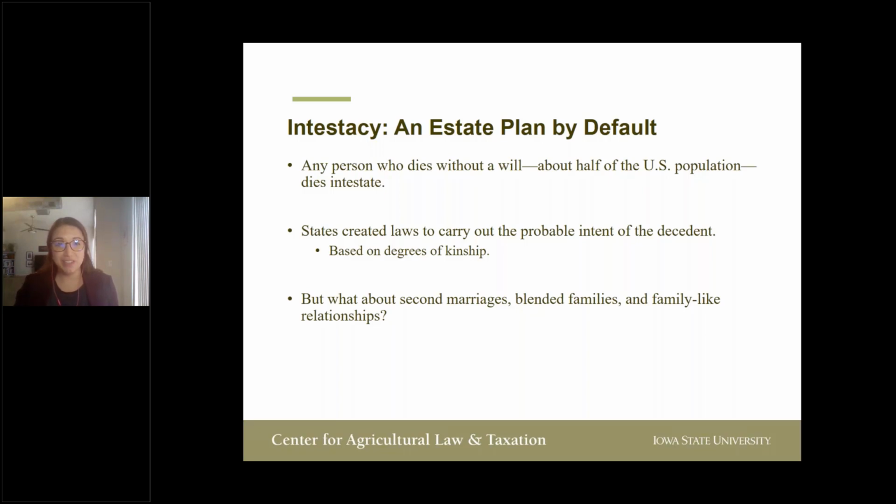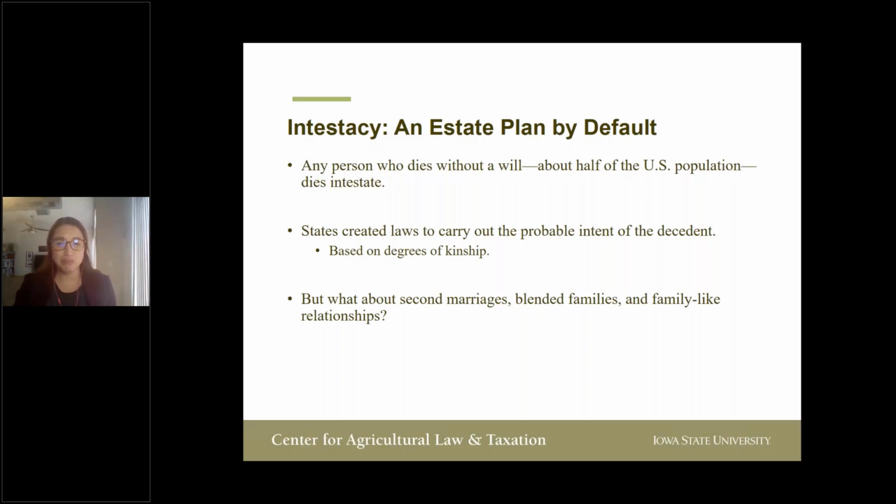Intestacy is sometimes called an estate plan by default, because states have created laws that try to figure out what a person would likely do after they pass away if they had a will. They do this based on degrees of kinship. So the closer you are related, that's who they prioritize to be a beneficiary of your assets.